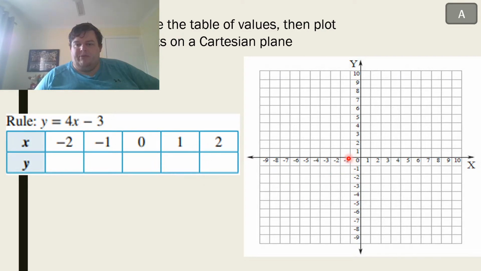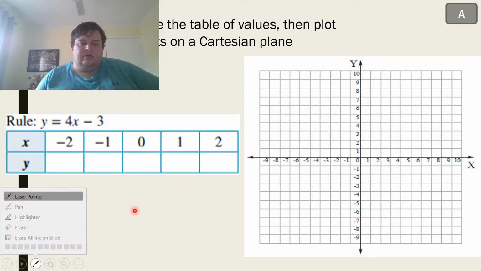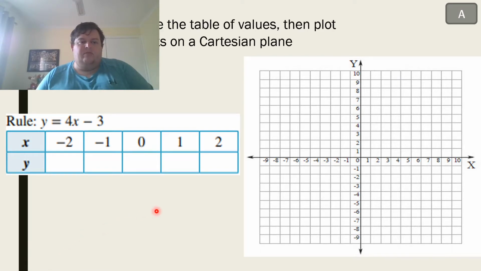So that point would be at, where are we? X is negative 2, so that would probably be here. And y would be equal to negative 11, so that's all the way out here. You can't even see that right now on this one, but you get the idea, right? And that gradient refers to how steep something is. So let's move on from this one.